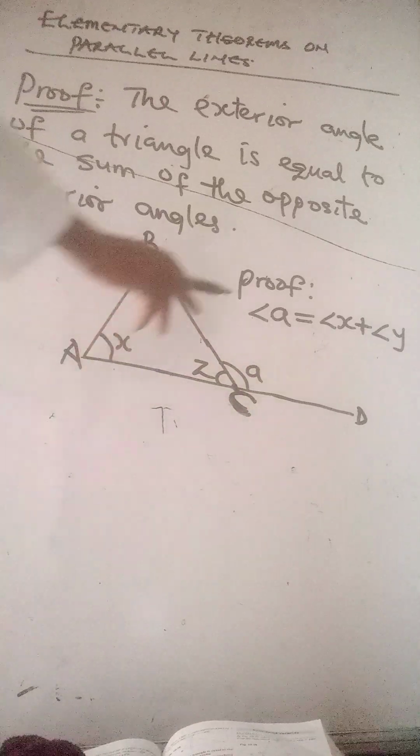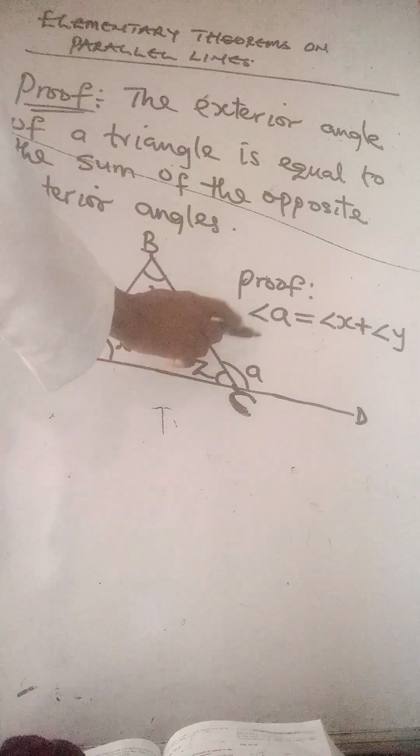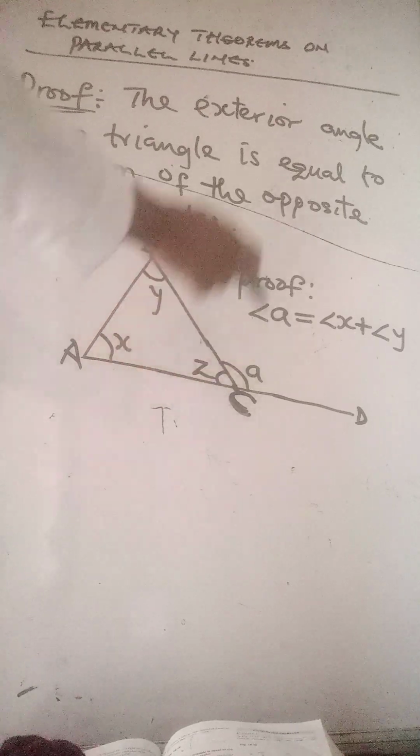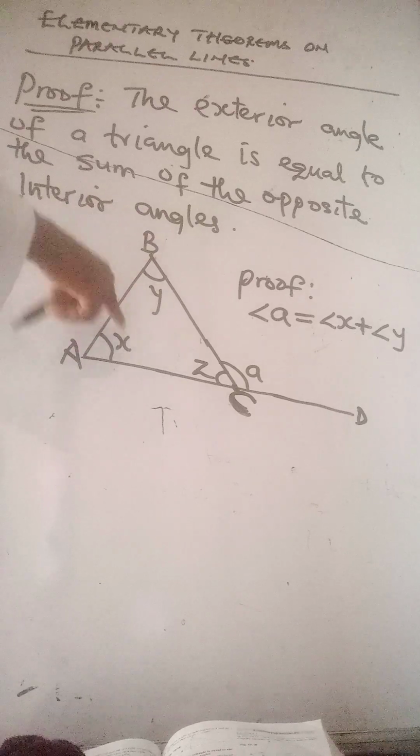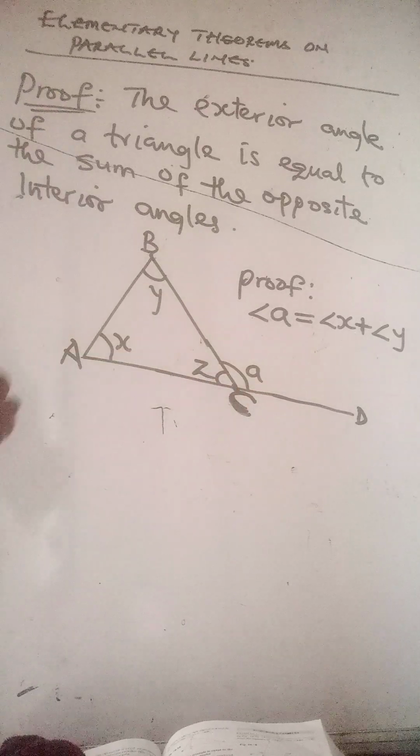Now, we want to prove that this A, which is exterior because it's outside, is equal to the addition of these two, which are interior but opposite to this. So, how do we go about that?